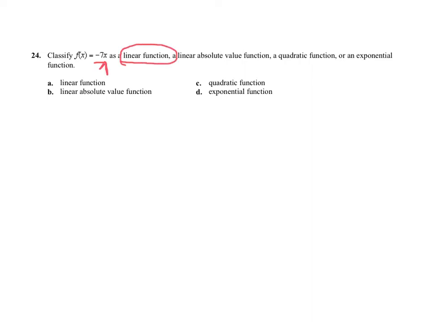Because it's just an x, it doesn't have an exponent of 2, and there isn't an absolute value. So it's definitely not absolute value. It's not quadratic, because quadratic looks like this, and it's not exponential, because exponential looks like that, and absolute value looks like that. So it's linear, so it should be A.